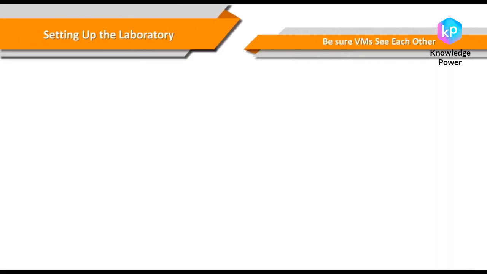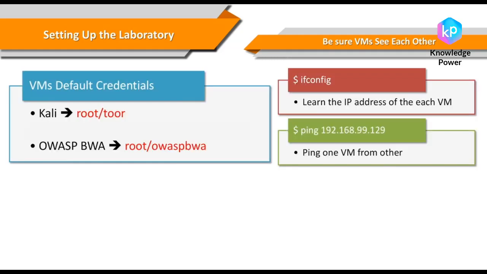Before we start, let's be sure that the virtual machines see each other. So start up the virtual machines and log into them. If you didn't change the credentials before, you can log in with the default credentials. The default credentials of our test system are as follows.